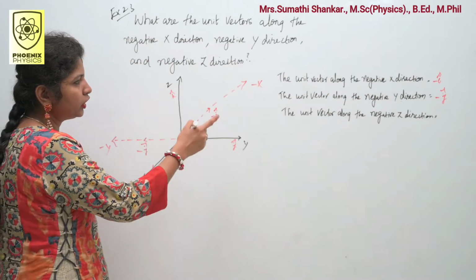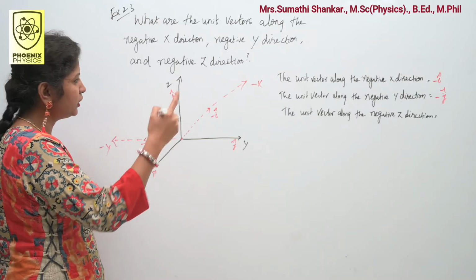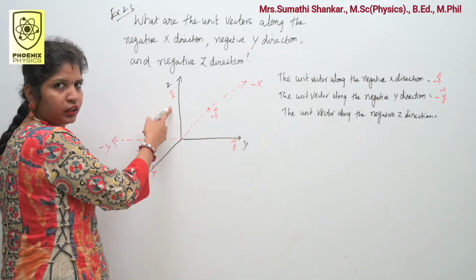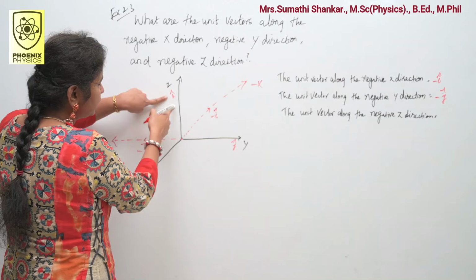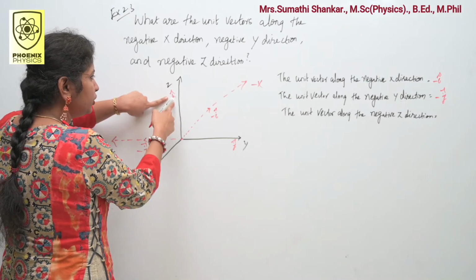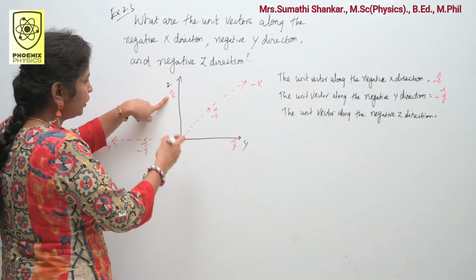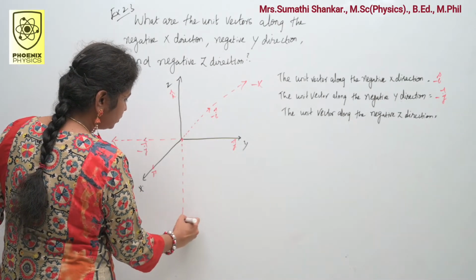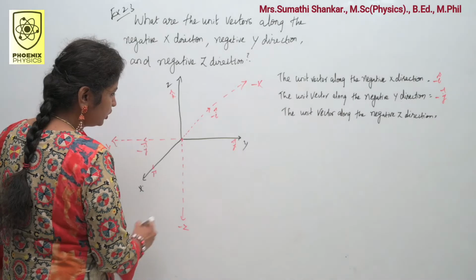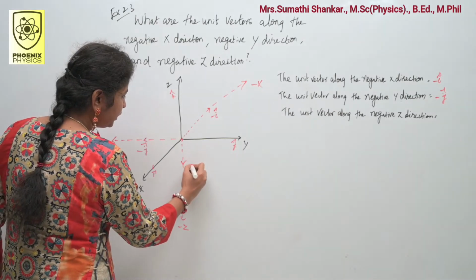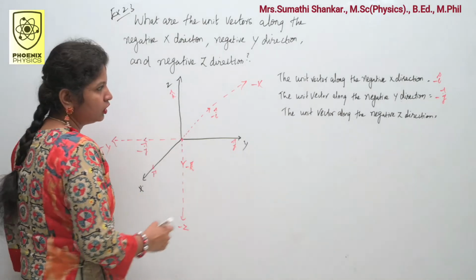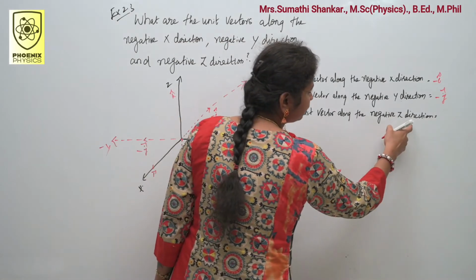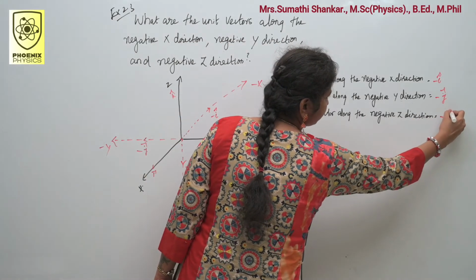Next one is the unit vector along the negative z direction. Which one is z direction? This one is z direction. In this z direction, unit vector k is there. Just draw the negative vector like this. This is minus z axis. Here minus k vector. So the unit vector along the negative z direction is minus k vector.